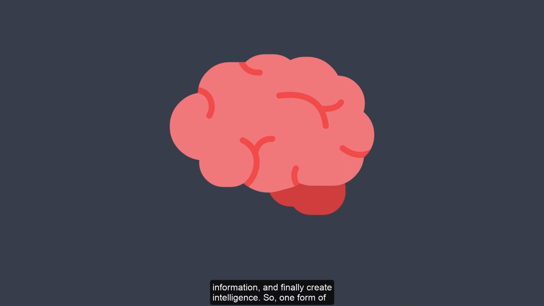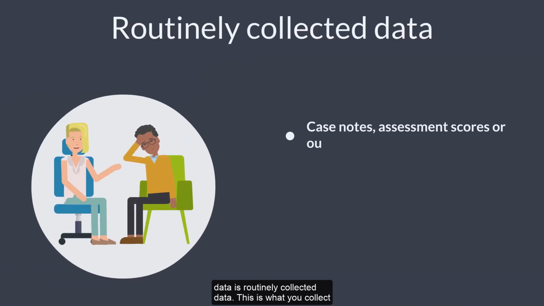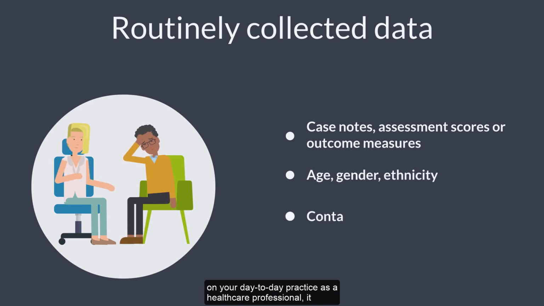So, one form of data is routinely collected data. This is what you collect in your day-to-day practice as a healthcare professional. It could include case notes, assessment scores, or outcome measures. And then there might be more general information in electronic patient records like demographic information, age, gender, ethnicity, as well as contacts, referrals, and pathways.